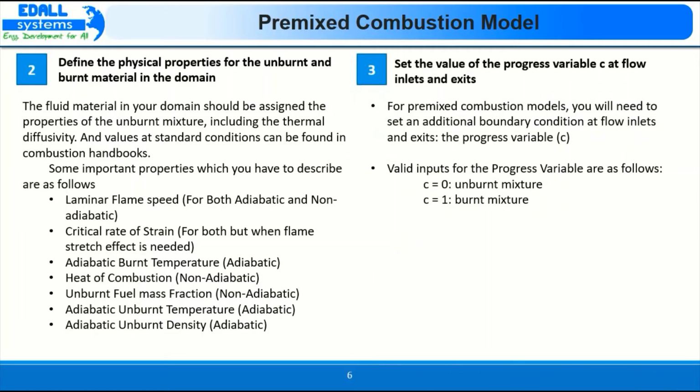So the next, third step here is setting the value of the progress variable at our flow inlets and exits. As we have seen, there will be a flame propagating. Wherever C equals 0, that means an unburnt mixture, that is where the premixed air and fuel mixture is present at the inlets. So we will define C equals 0 at the inlets and C equals 1 at our exit, so that a flame is propagated in this range from inlet to outlet.